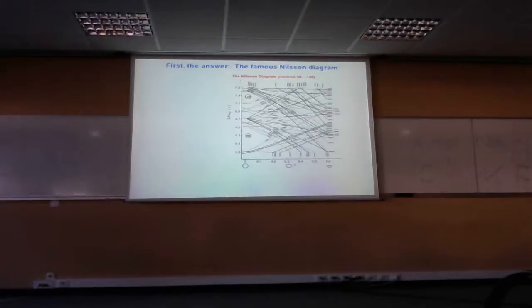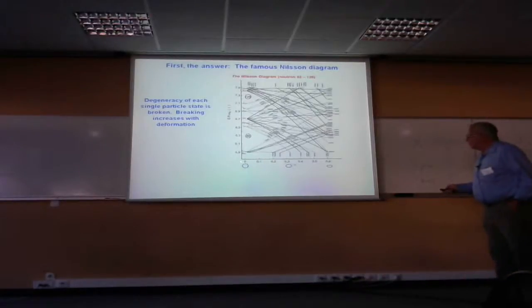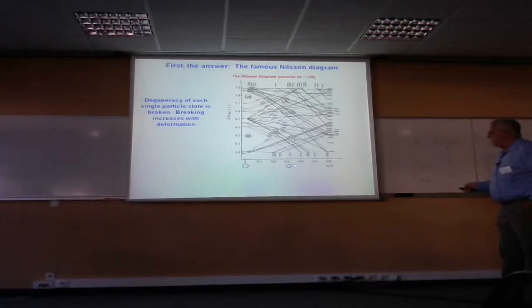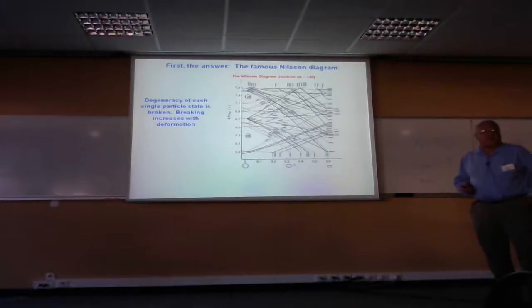Okay, so I'm going to try to explain this diagram and a couple of features to notice. What the diagram shows is deformation here, and instead of beta, I use something called epsilon. I'll comment on that in a minute. This is epsilon equals 0. That's a spherical nucleus, so these energy levels here are nothing more than the independent particle model levels.